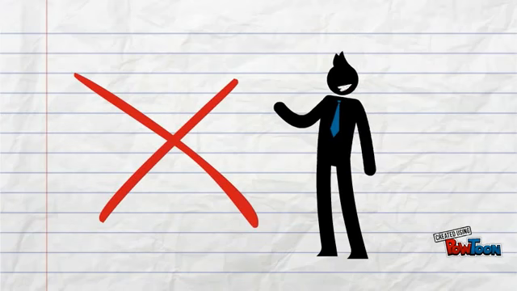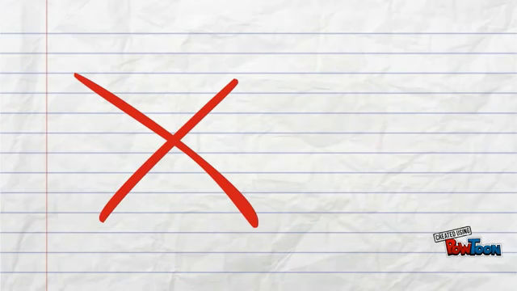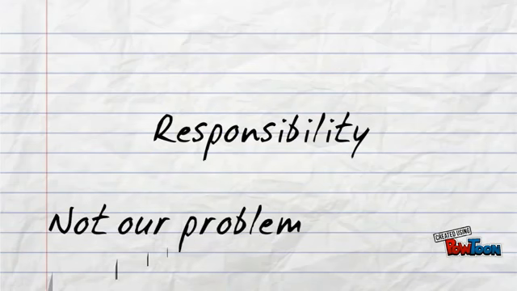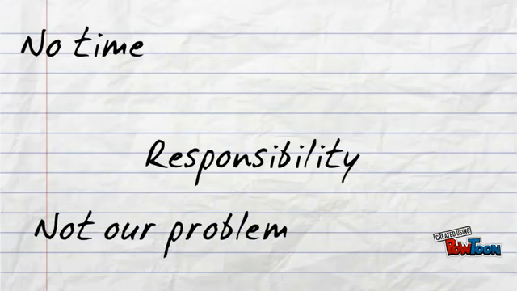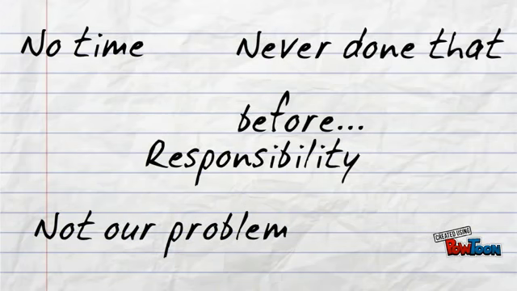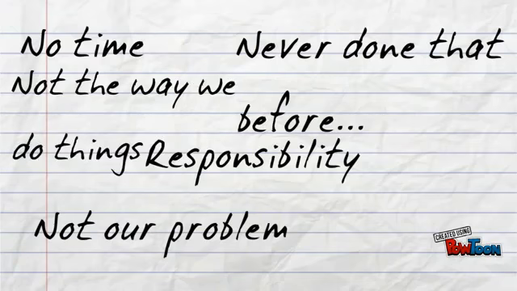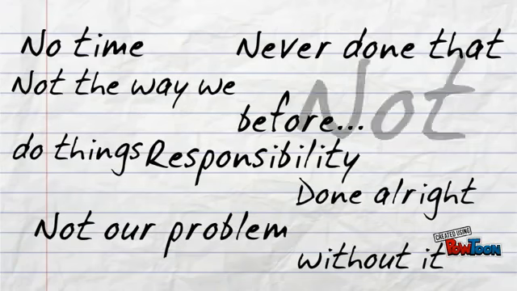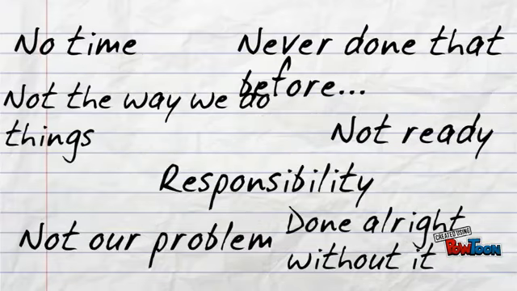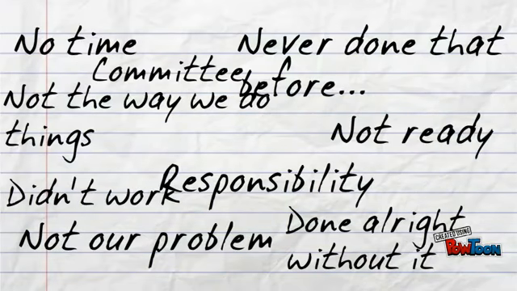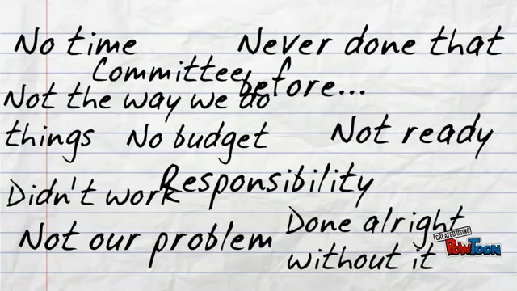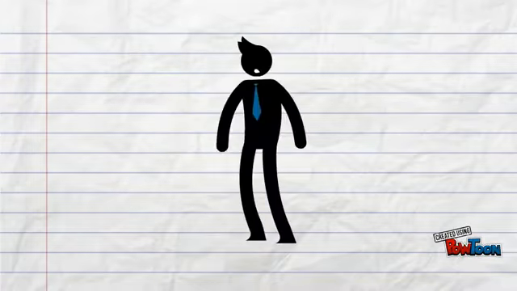So what are communication shutdowns? Well, communication shutdowns happen when someone says something that has the potential to end any further discussion. Communication shutdowns come in different formats. For example, "That's not my responsibility," "It's not really our problem," "We don't have time," "We've never done that before," "That's not the way we do things around here," "We have done all right without it all this time," "We're not ready for that," "We tried that before and it didn't work," "Let's form a committee to decide," "It's not in our budget." This may seem quite daunting, but please don't feel disheartened.